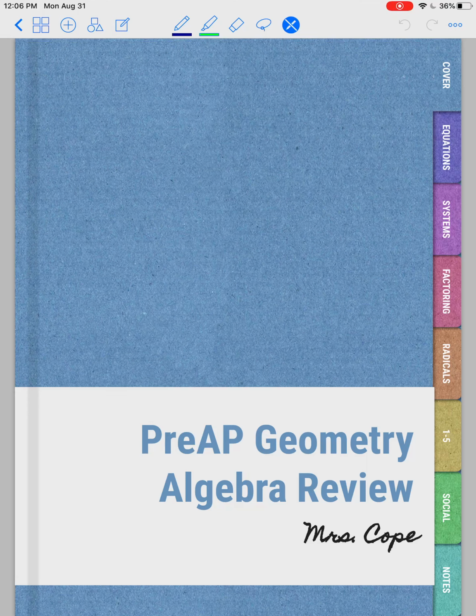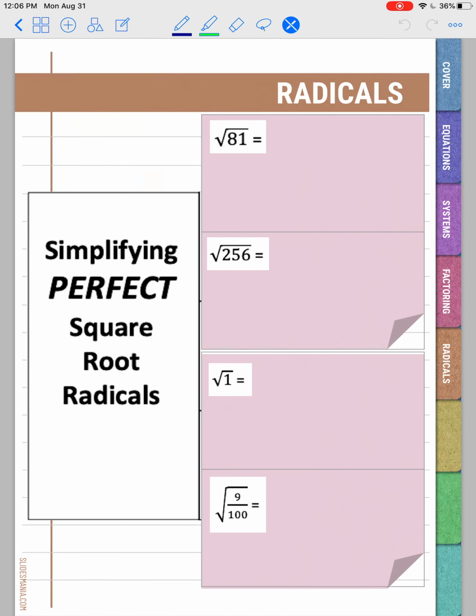Okay, today we're going to work with reducing radicals. So go ahead and open up your Algebra Review notebook, click on the Radicals tab, and let's look at what it means to reduce a radical. But before we start reducing, let's talk about our radicals in general. When are they perfect and when are they non-perfect?